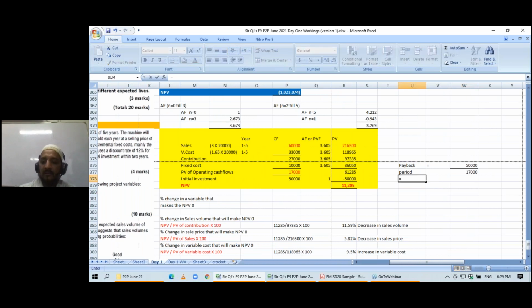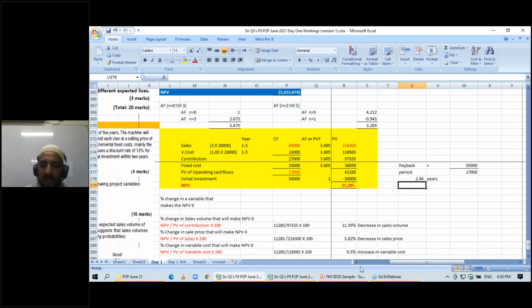So it is 50,000 divided by 17,000 every year you are getting. So around 3 years. So in 3 years time, 2.94 years, you will be paid back. In less than 3 years, your 50,000 are returned.